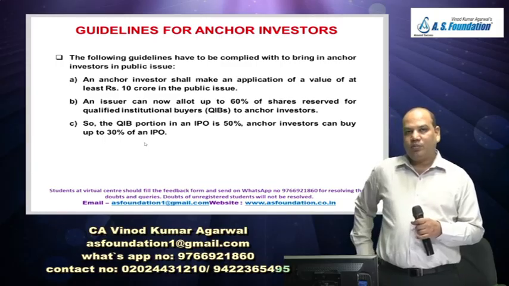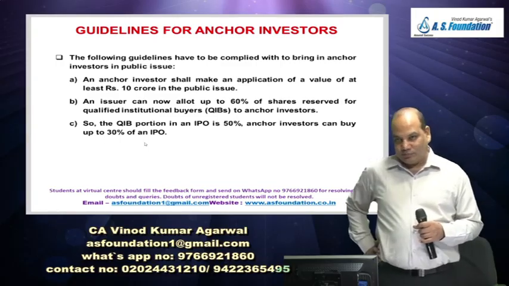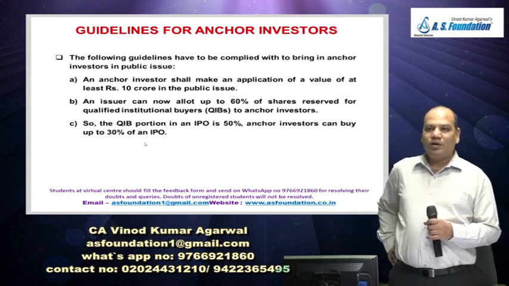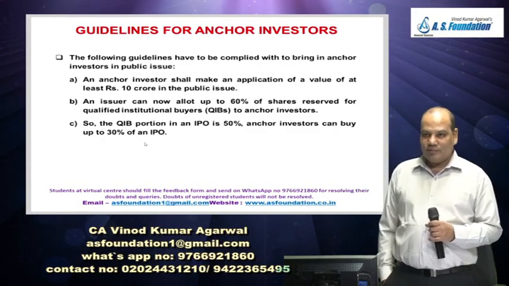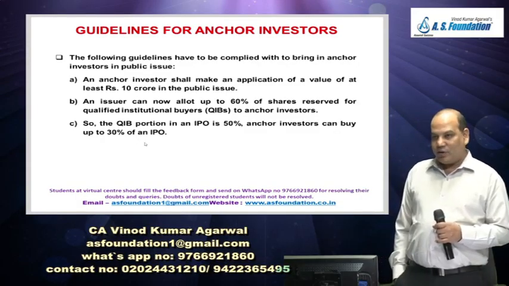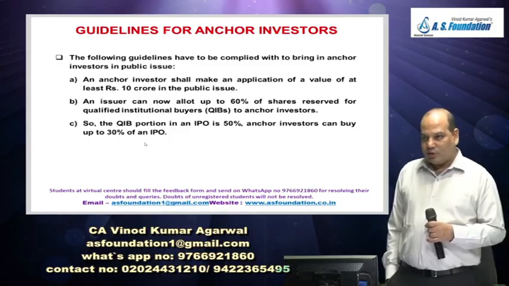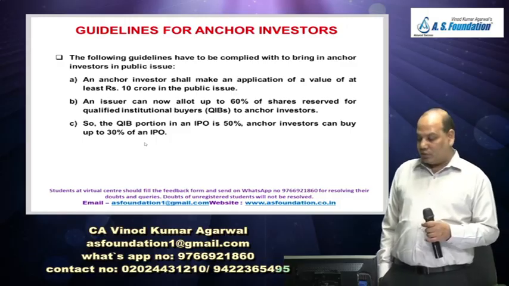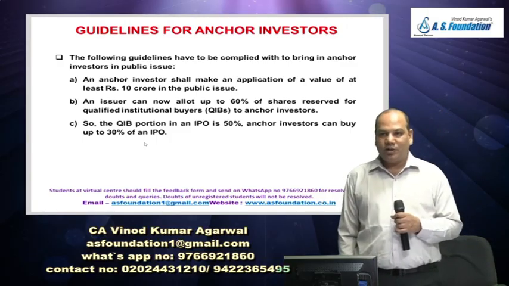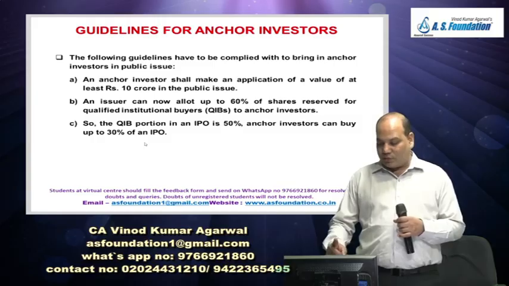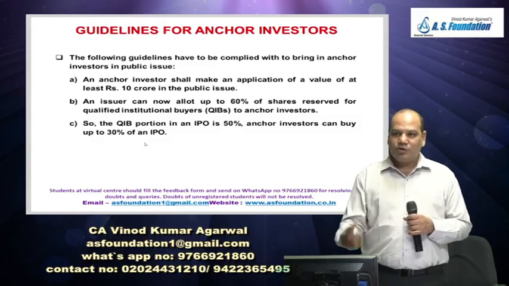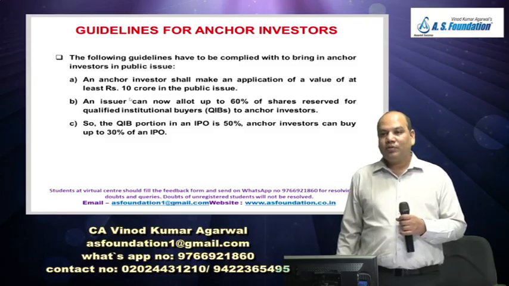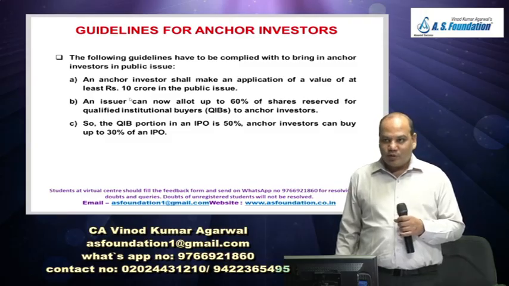Now tell me, suppose a company wants to issue 1 lakh shares, how many maximum shares can the anchor investor buy given this data? 50% is reserved for QIB, 50,000. Out of 50,000, 60% can be purchased by the anchor investor. So 60% of 50,000 means 30,000 shares can be purchased, subject to a minimum value of rupees 10 crore also. So that also you have to keep in mind.